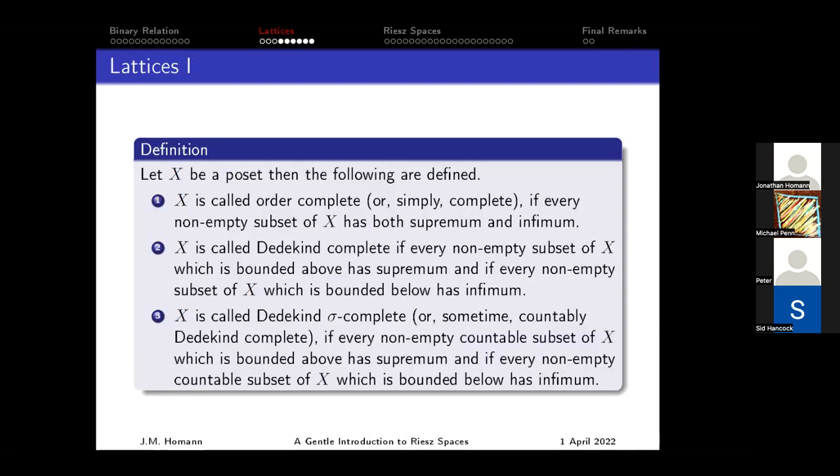So I've mentioned a lot that with the real numbers, we have these nice properties which happen. And so now we're going to see which sort of posets exhibit nice properties.